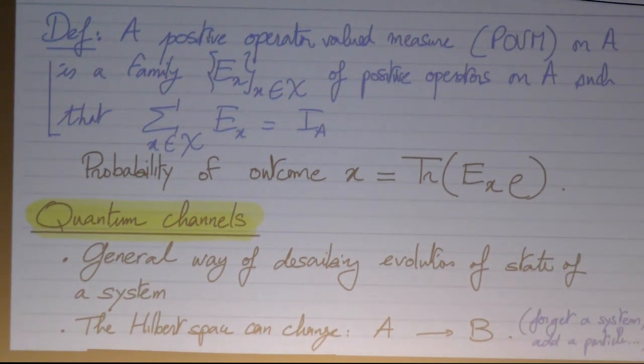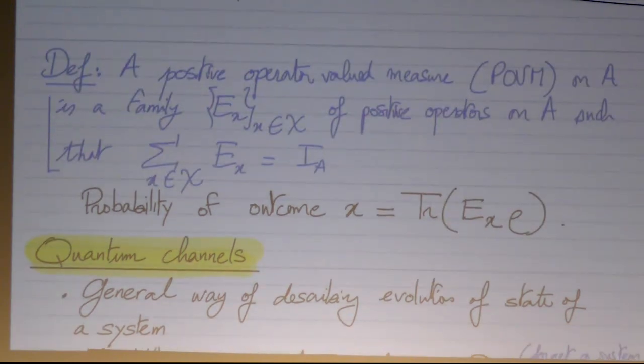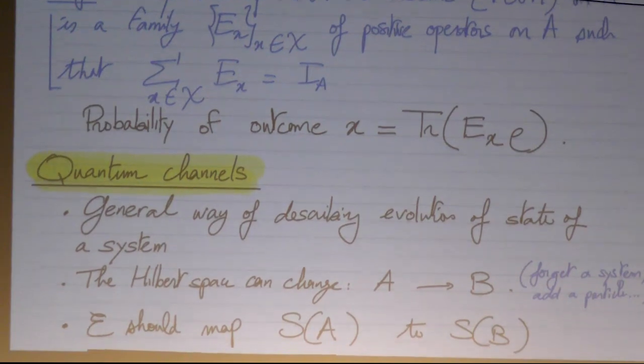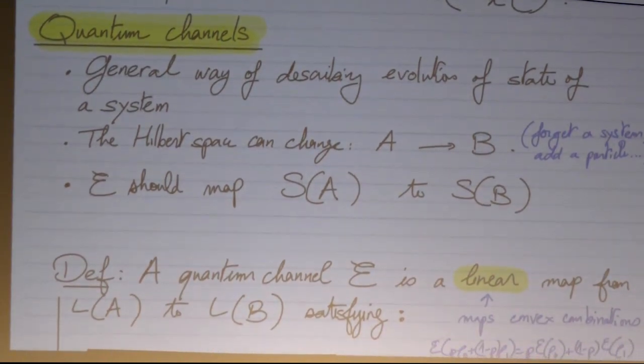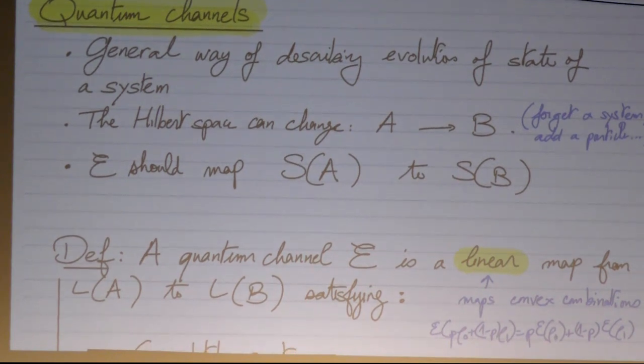And in this case, just the probability of an outcome is just the trace of EX. Okay, good. Okay, so that was what I wanted to say for states. Simple. So now quantum channels.